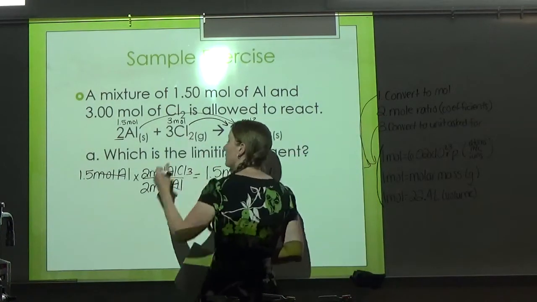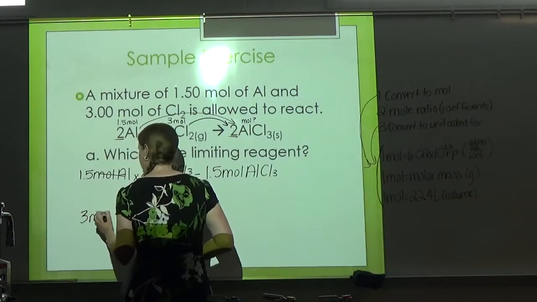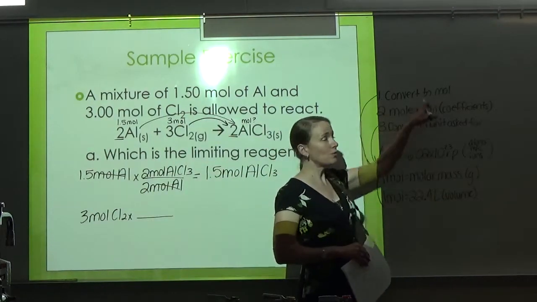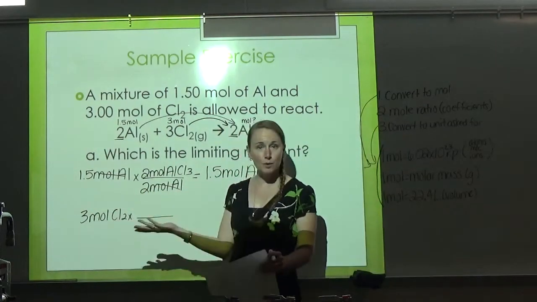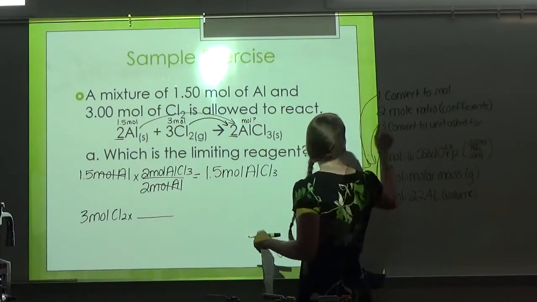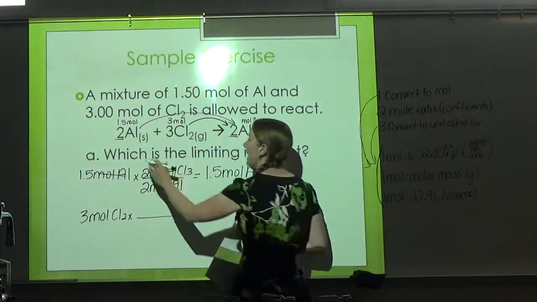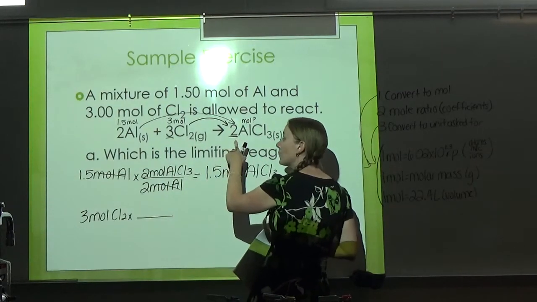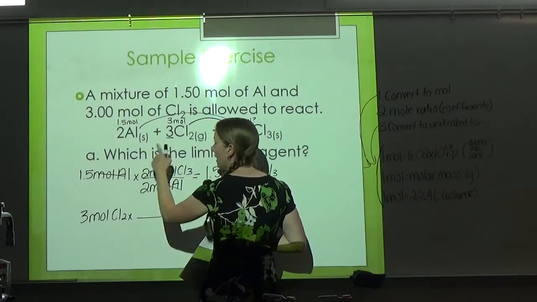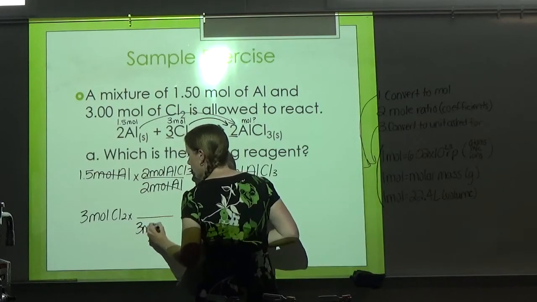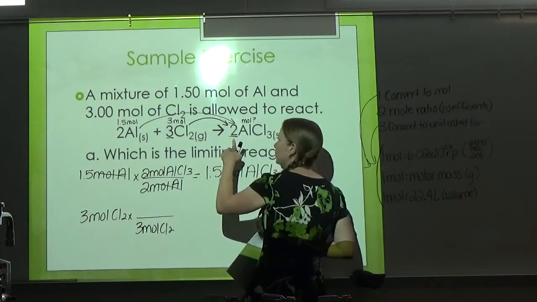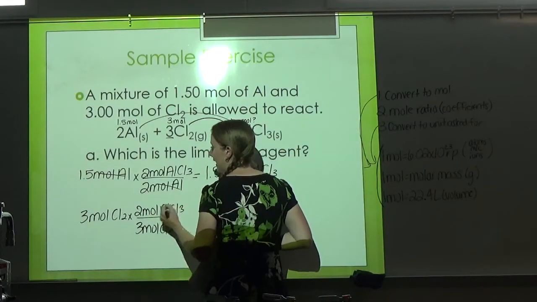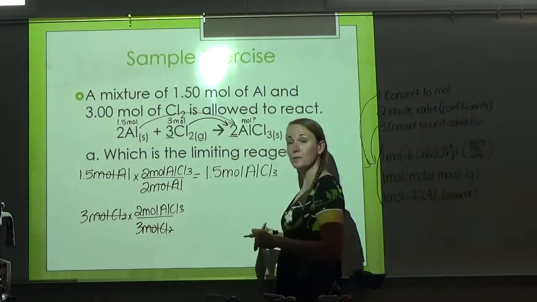So I'm going to start with my 3 moles of chlorine. Step 1 is convert to moles. However, again, I already have moles, so I don't have to do that step. Step 2 is mole ratio. So now I can see that 3 moles of chlorine makes 2 moles of aluminum chloride. Since chlorine is on top, I'm going to put my 3 moles of chlorine on bottom and my 2 moles of aluminum chloride on top. So see, now I have successfully gotten to aluminum chloride.